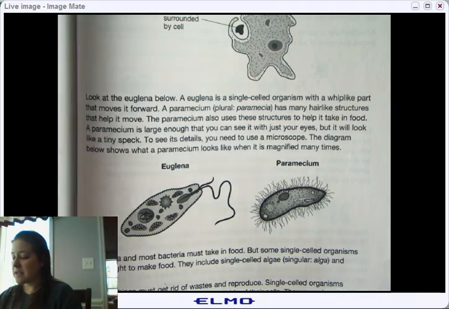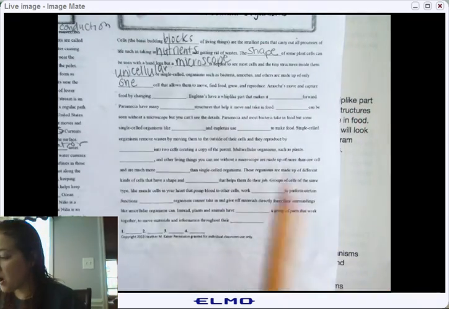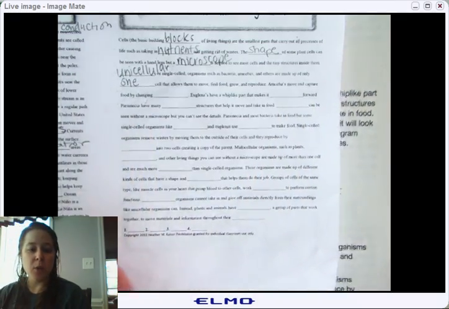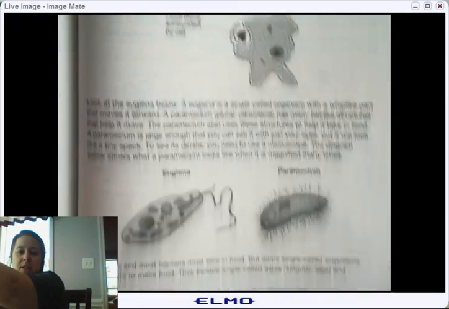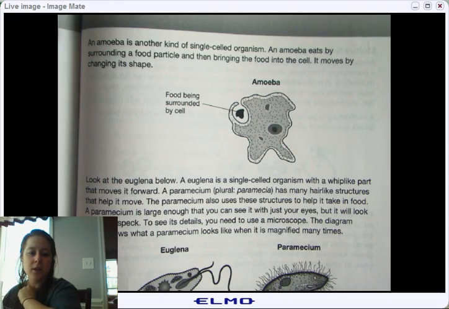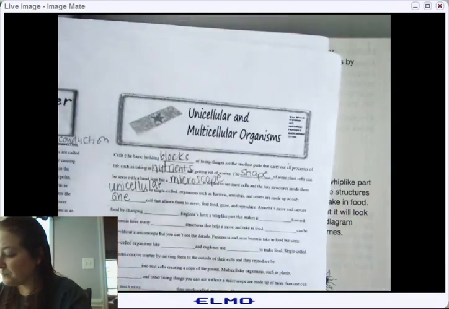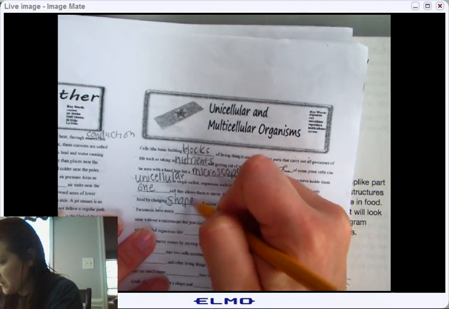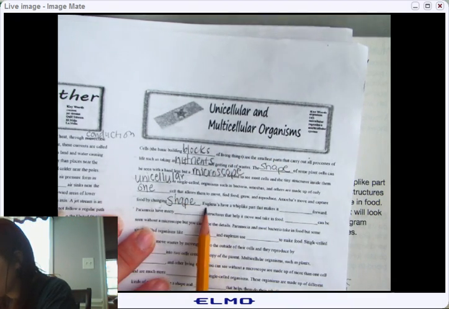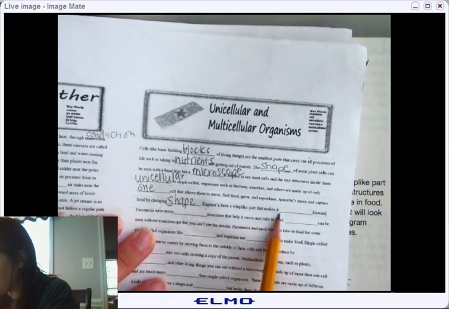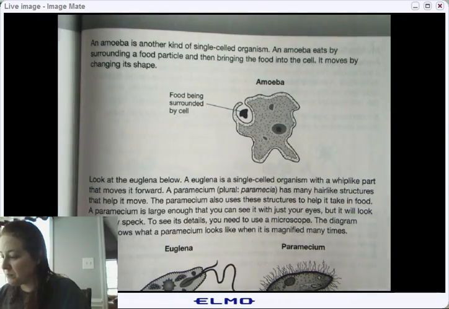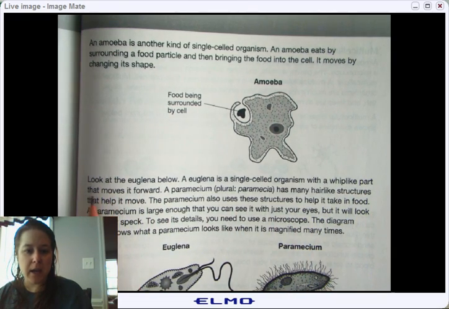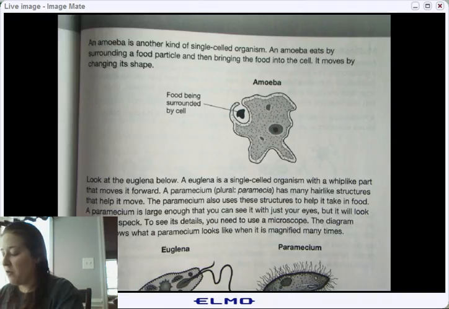So, let's look at our amoebas, right? Our amoebas move and capture food by changing its, what did we say it changed? It changed its shape. Euglena have whip-like parts that make it move forward. It helps it move forward.